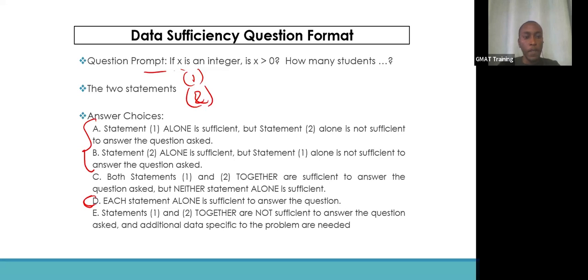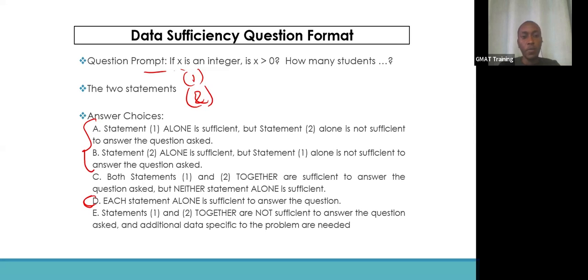Answer choice A, statement 1 alone is sufficient, but statement 2 alone is not sufficient to answer the question. This tells us that statement 1 alone is sufficient independently, and 2 is not sufficient. For B, statement 2 alone is sufficient, but statement 1 alone is not sufficient to answer the question asked. So 2 is sufficient, 1 is not. For D, each statement alone is sufficient to answer the question. So independently, if you evaluate 1, it's sufficient, and if you evaluate 2, it's also sufficient.